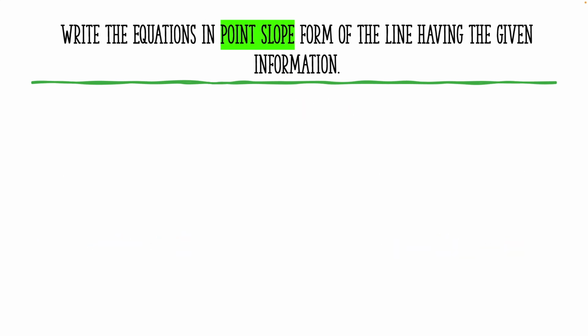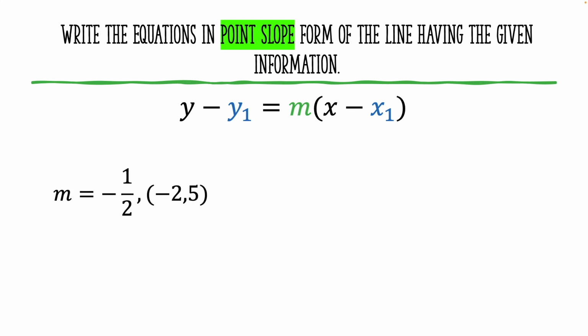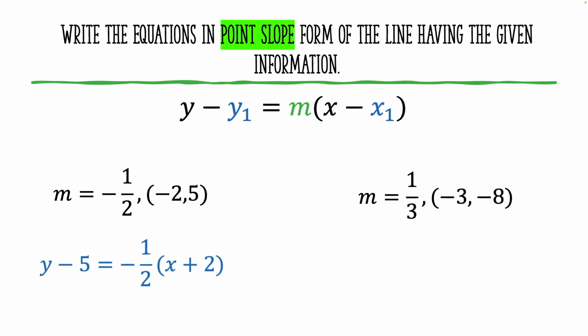Now we're going to use point-slope form, okay? We're given the slope is -1/2, and one of the points that the line goes through is (-2, 5). So we just have to take point-slope form and plug in the information we know. Let's try the next one. The slope of 1/3, a point of (-3, -8), and you get y plus 8 equals 1/3 times (x plus 3).